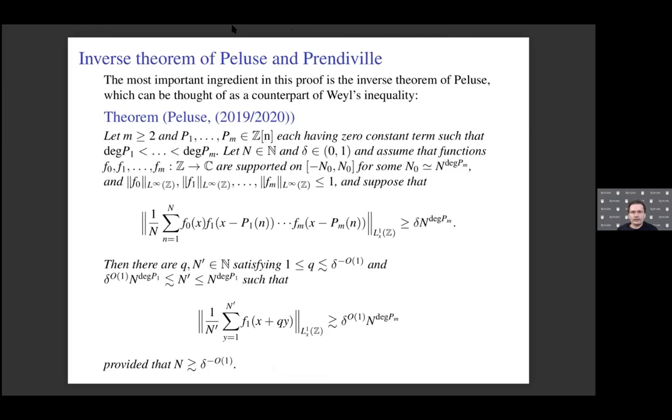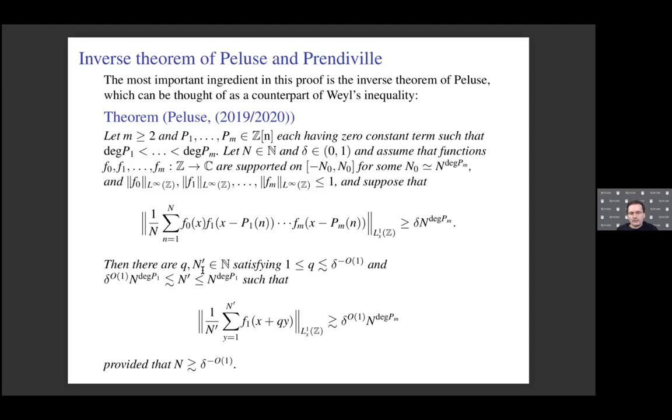As I said, the most important ingredient in our proof was the Peluse theory, and this can be thought of as a counterpart of Weiss inequality. This is a structural theorem which says that if we have polynomials with integer coefficients and they all have distinct degrees, and if we consider functions bounded by one that are supported on the interval minus N naught, where N naught corresponds to N to the power of the degree of P1, and if the L1 norm corresponding to our multiple average is large in terms of delta, then we can deduce that the average of the first function f1 restricted to some subprogressions must also be large.